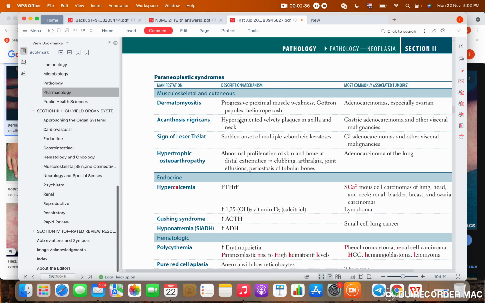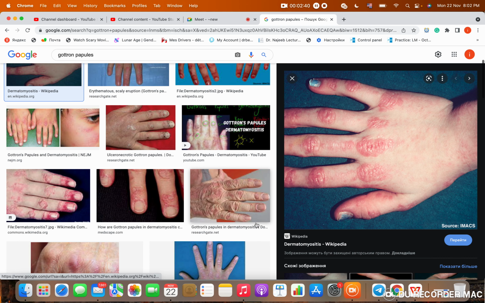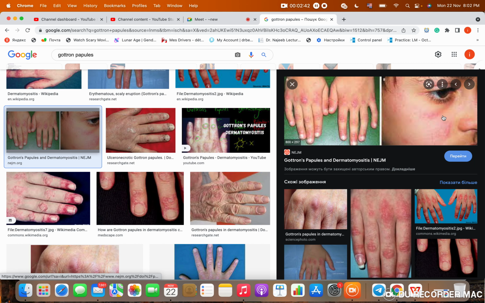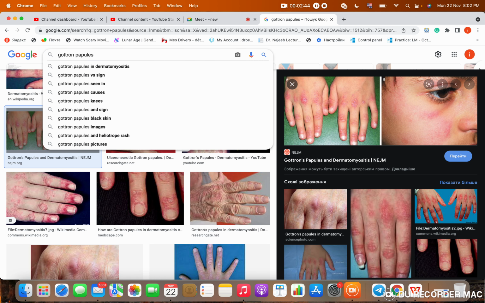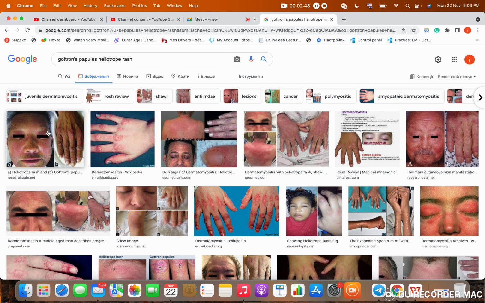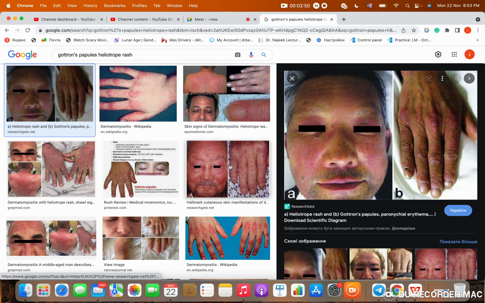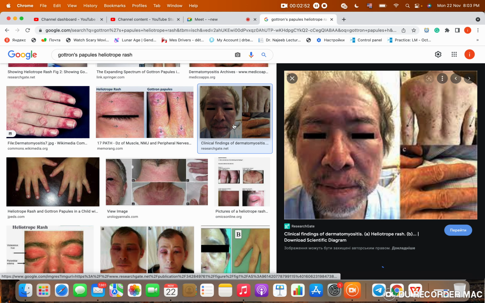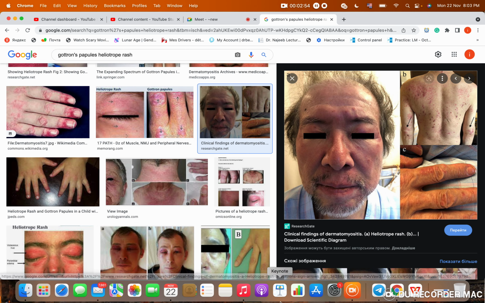So the papules and the heliotrope rash. The heliotrope rash is a rash that goes around the eyes, as you can see here. So yeah, the heliotrope rash is a rash that is going around the eyes. Good. So this is the heliotrope rash.